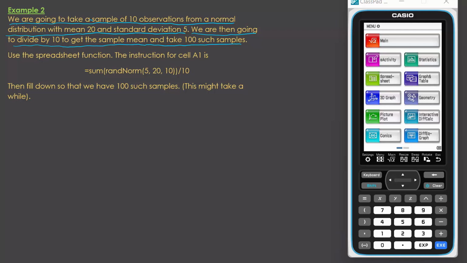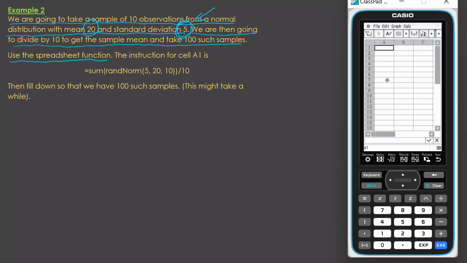We're expecting to produce a normal distribution which has a mean of 20, so it should be centered around 20. But note here the standard deviation is 5 for the original distribution. We'd expect to see, because we're looking at the means, it being much more tightly packed than having a standard deviation of 5. We're going to do this slightly differently, and we're going to be using the spreadsheet function.